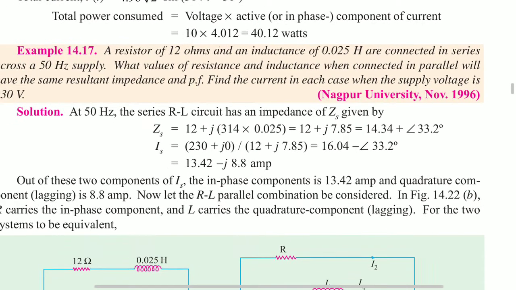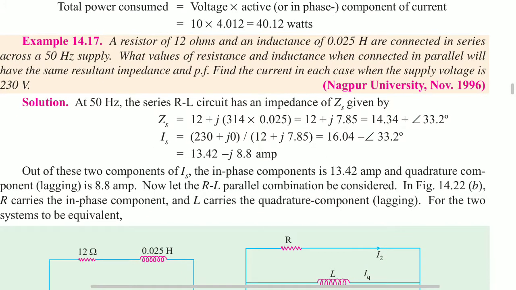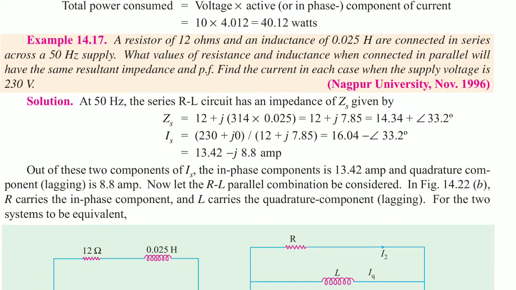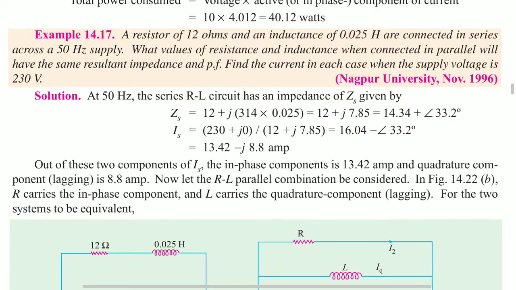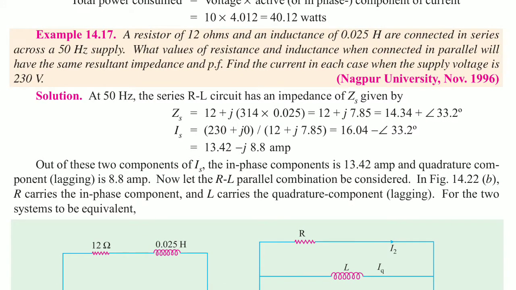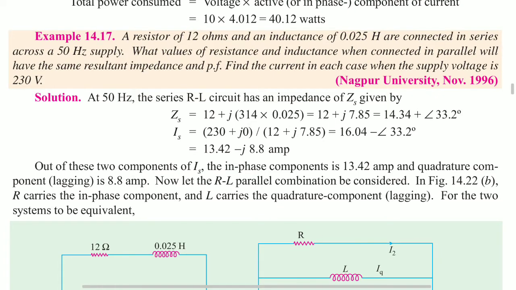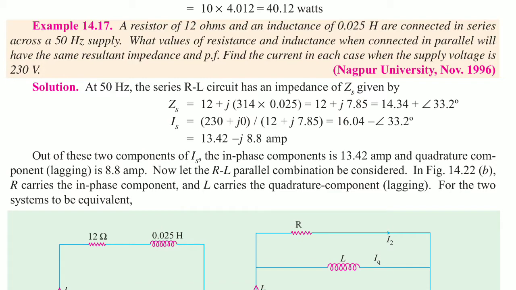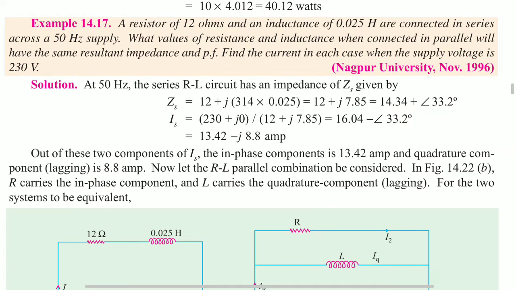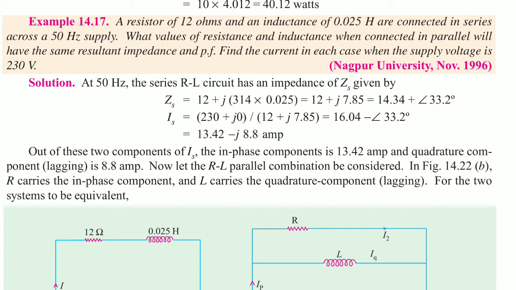Example problem 17: a resistor of 12 ohms and an inductance of 0.025 henries are connected in series across a 50 Hz supply. What is given here: resistor R value is 12 ohms and inductor is 0.025 henries, connected in series across the 50 Hz supply. They are both in series and connected across the 50 Hz supply.